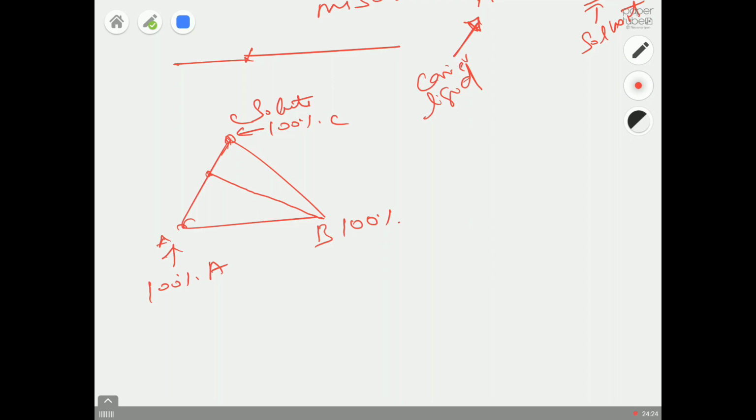So I hope you all know, if I give you some ternary diagram, you should be able to tell which of the 2 components are partially miscible.